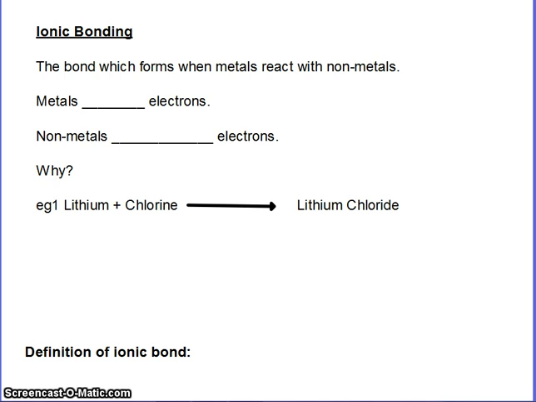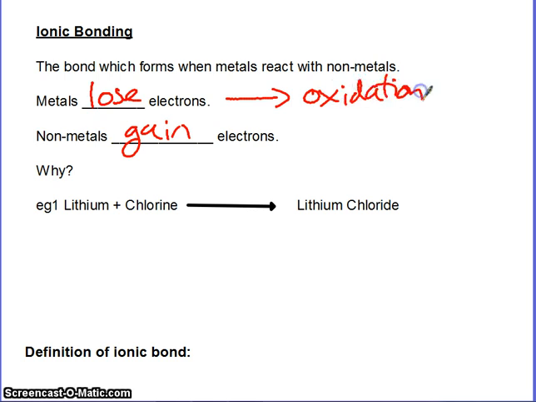And when this happens, metals lose electrons and the non-metals gain electrons. And when a species loses electrons, we refer to that as oxidation, which might seem a bit strange because we don't always have oxygen in the reaction, but that's referred to as an oxidation reaction when you lose electrons. And when something gains electrons, that's referred to as reduction.